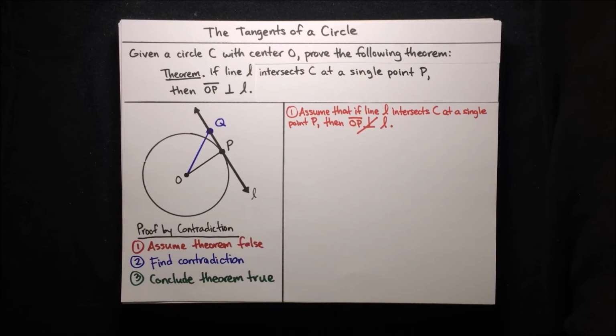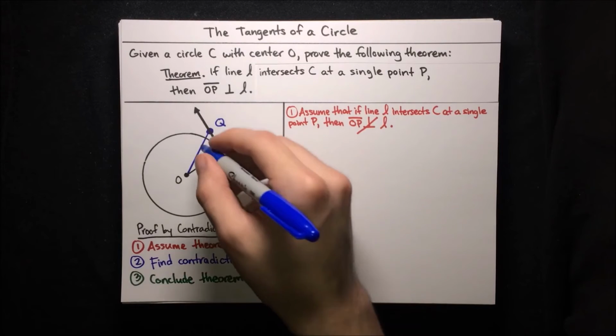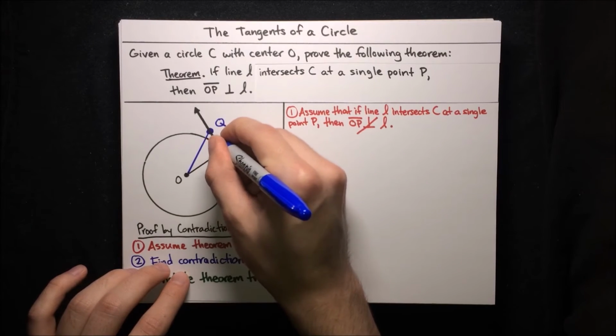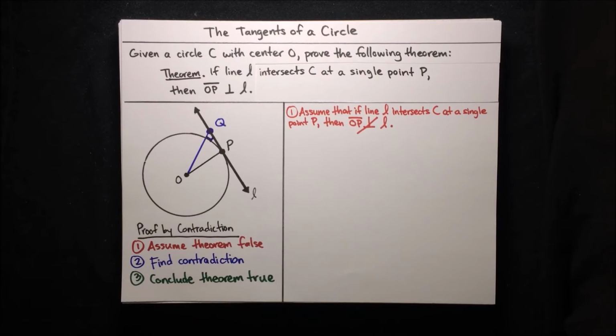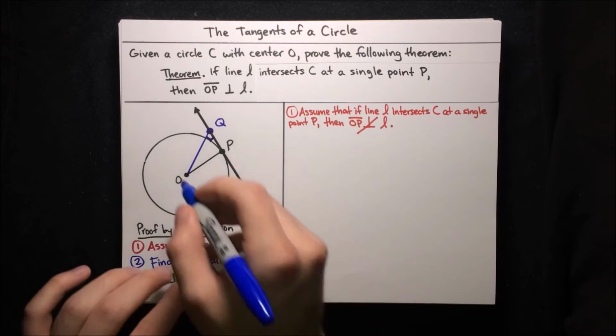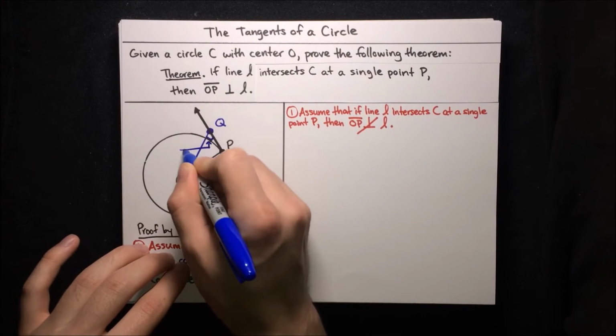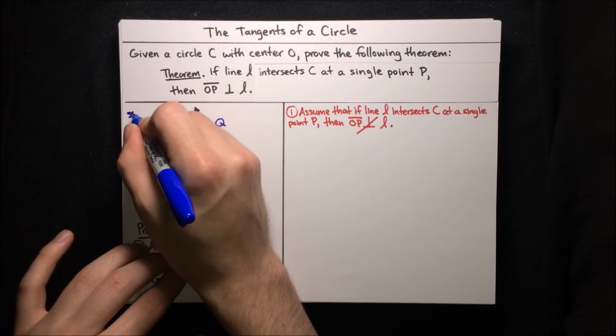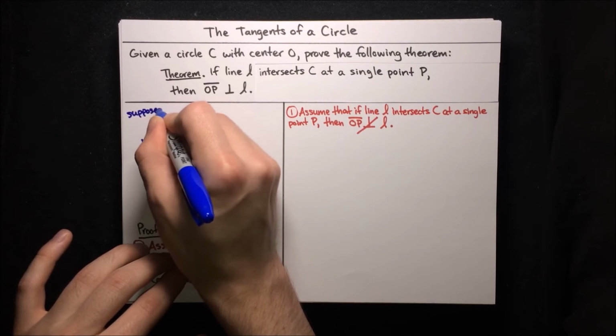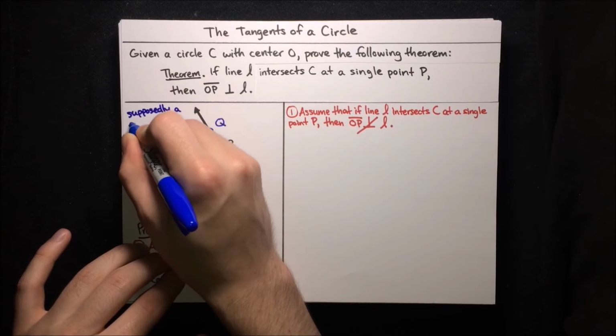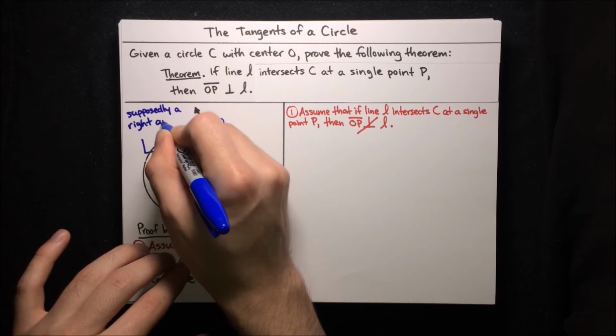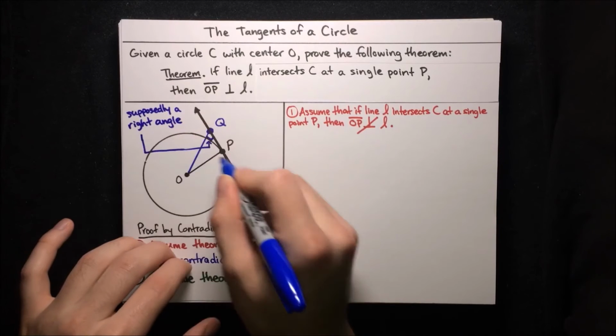And Q is supposed to be the point such that OQ is perpendicular to L. So that would mean that OQ meets L at a right angle. I know in the drawing it doesn't look like it can possibly be a right angle because it looks like an acute angle. And that's really the whole point, because this will lead to a contradiction. But for right now, to be very clear, let's label this angle. This angle is supposedly a right angle, just so there's no confusion about this.